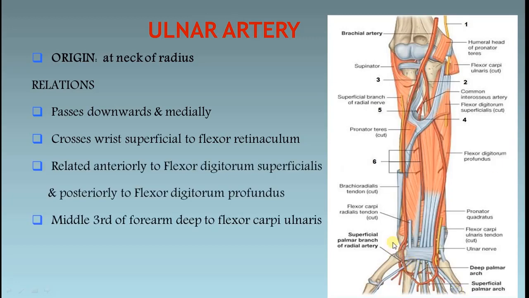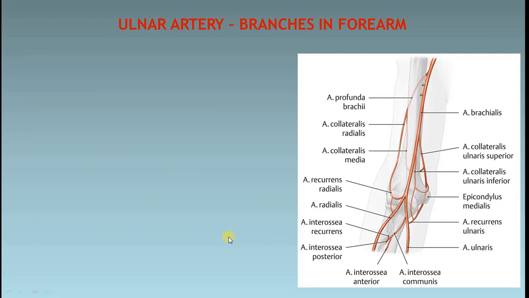In the forearm, it is present on top of flexor digitorum profundus, which forms the posterior relation, and on top you will have the flexor digitorum superficialis, which is actually cut for you to see the artery. It is present deep to flexor carpi ulnaris in the middle of the forearm. So that is a brief course of the ulnar artery.